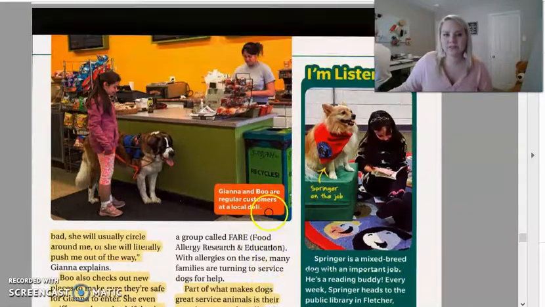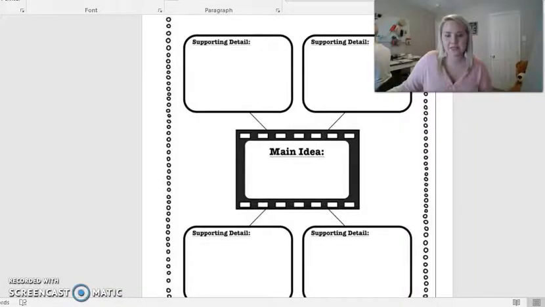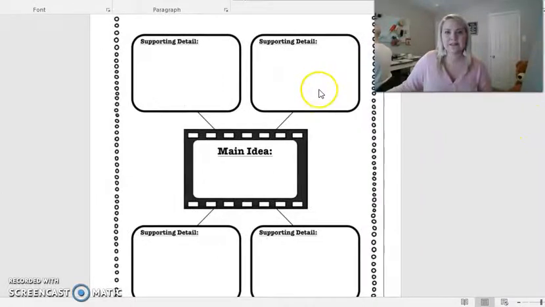So now what we would do, and what you're going to do with your shark article later today, you're going to have a paper that looks like this. And what you're going to do is fill out your main idea. That is the central idea. What was the big topic of our story, what we read about? And then we're going to find 4 details that support what your main idea was.